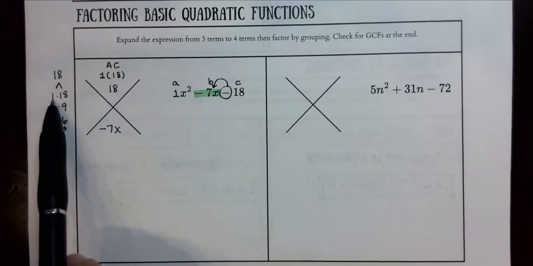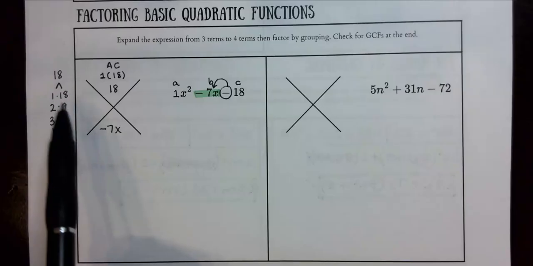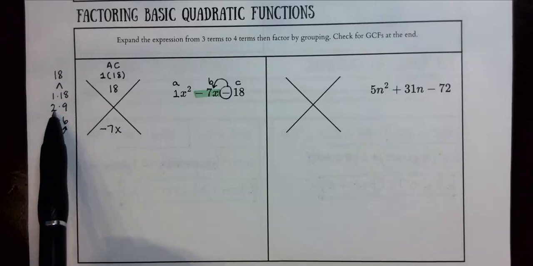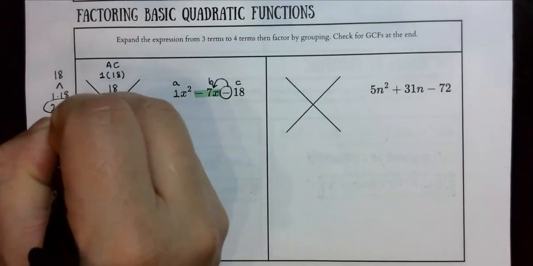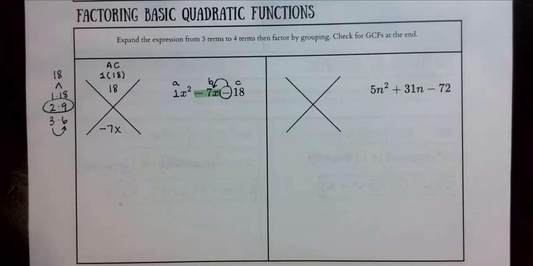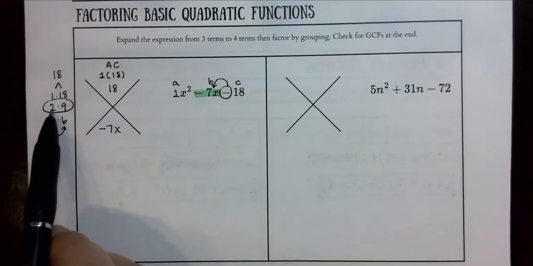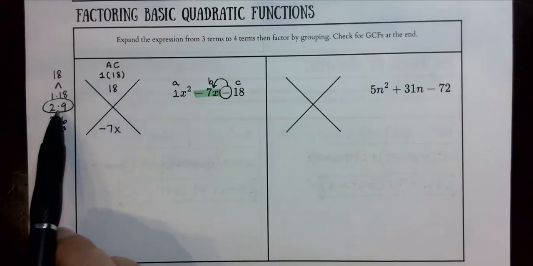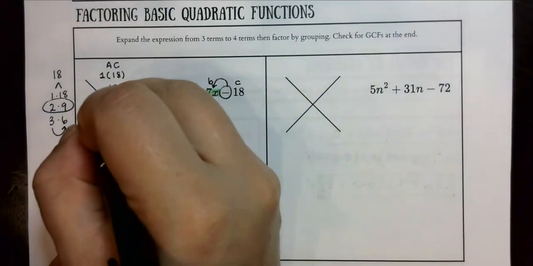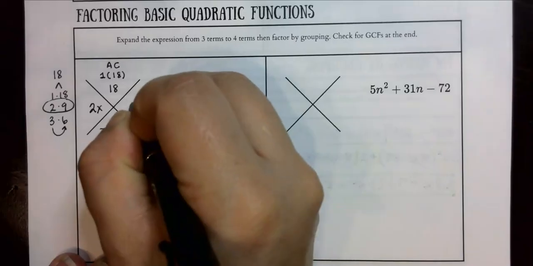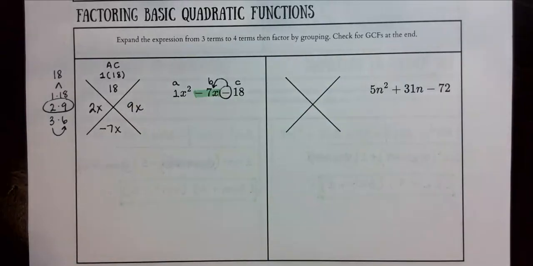So 18 minus 1 is 17. 9 minus 2 is 7. So I'm going to use these numbers right here. That's what I want to use. Because if I multiply 2 and 9, it does give me 18. And then 9 minus 2 does give me 7. So I'm going to put 2x, 9x. Now here's the thing.